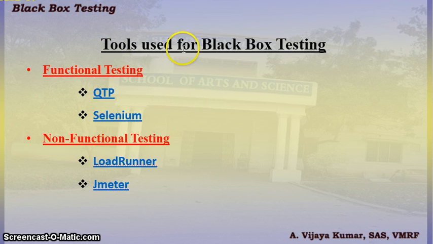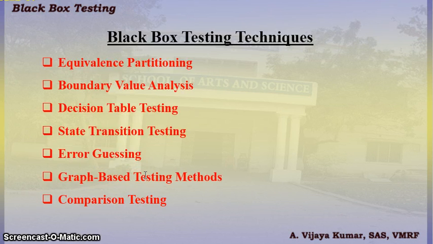Then what are the tools used for black box testing? These are the real-time application tools used in black box testing nowadays. Under functional testing the tools are QTP and Selenium. Under non-functional testing, LoadRunner and JMeter. These are the very important non-functional testing tools we are using nowadays.